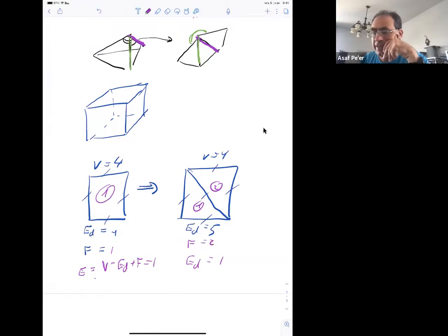So basically, when I take any face and I split it into triangles, every line I add up one edge and I add up one face. So I'm not changing the Euler characteristic. So any polyhedron I have, I can always think of it as a polyhedron that is made out of triangles. Right? Now, what's the advantage of doing it like that? Why would I be interested in doing it like that?